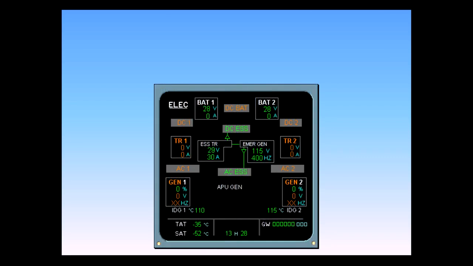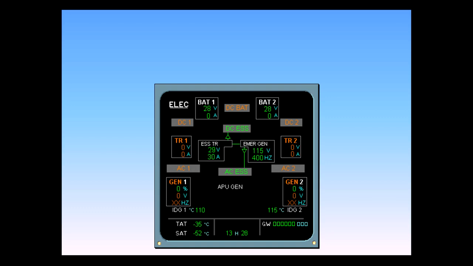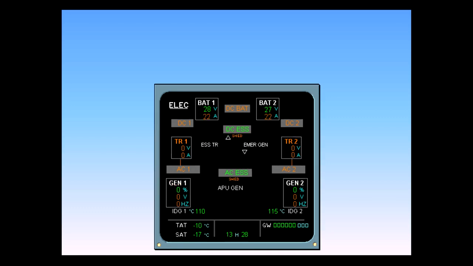After the RAT has extended and the nose gear is up and locked, AC and DC Essential and AC and DC Essential shed buses are powered. On the 320 only, when the gear is extended, the RAT generator drops offline and the batteries again power AC and DC Essential. The shed buses again are not powered. Note, on the 319 and the newer 320s, the RAT generator remains powered even after gear extension down to 125 knots on the ground.